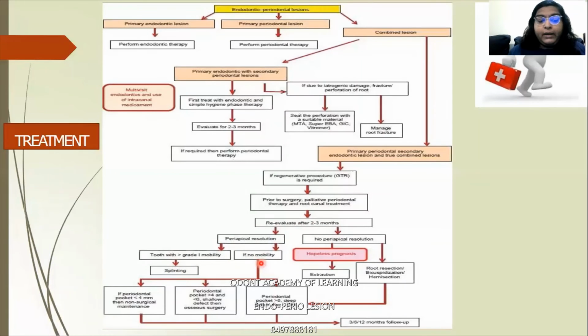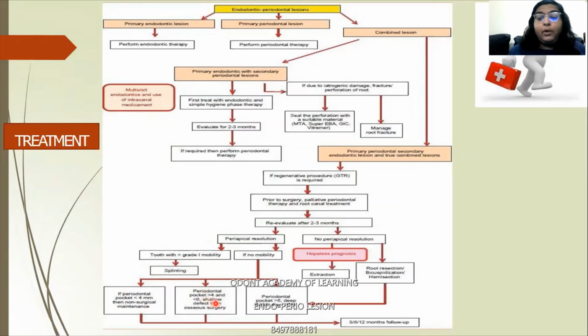If there is no mobility, but the periodontal pocket is greater than 4 mm, then non-surgical maintenance is advocated. That means the patient is just told to maintain oral hygiene. You have to tell them all the oral hygiene maintenance techniques.